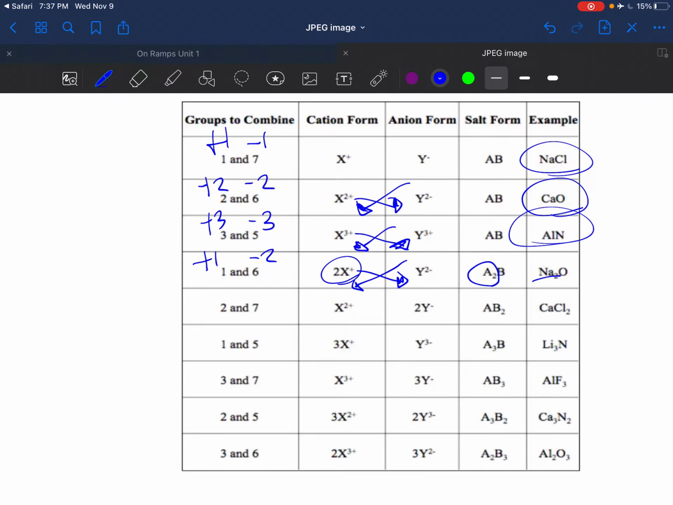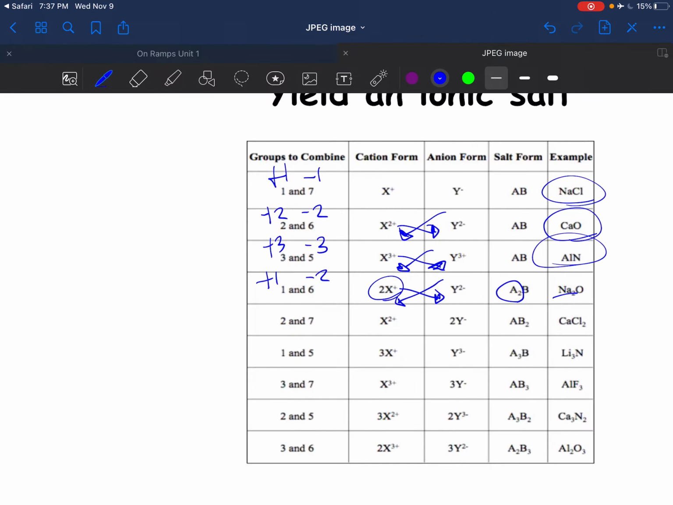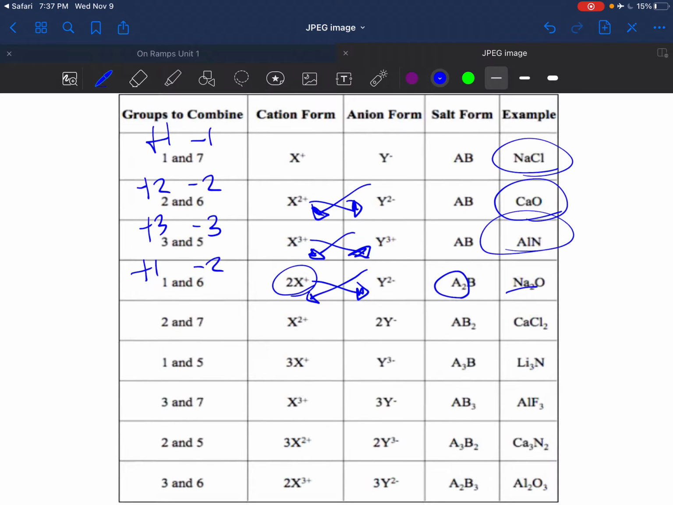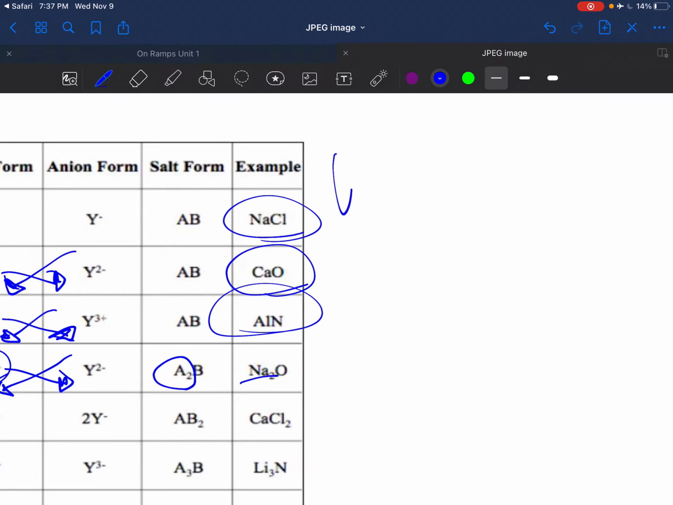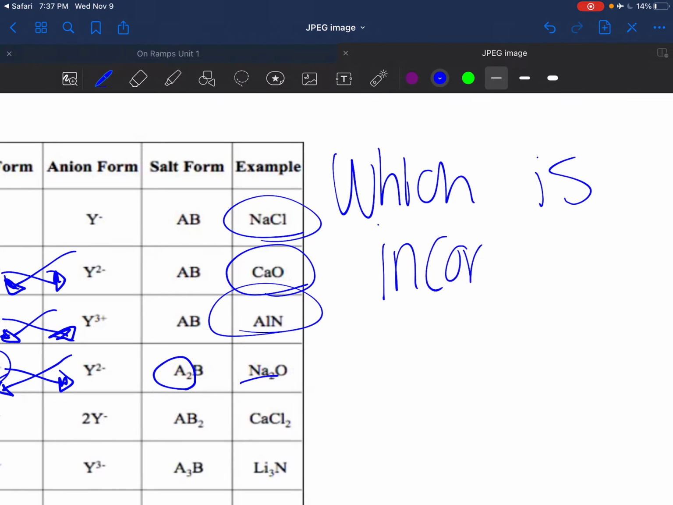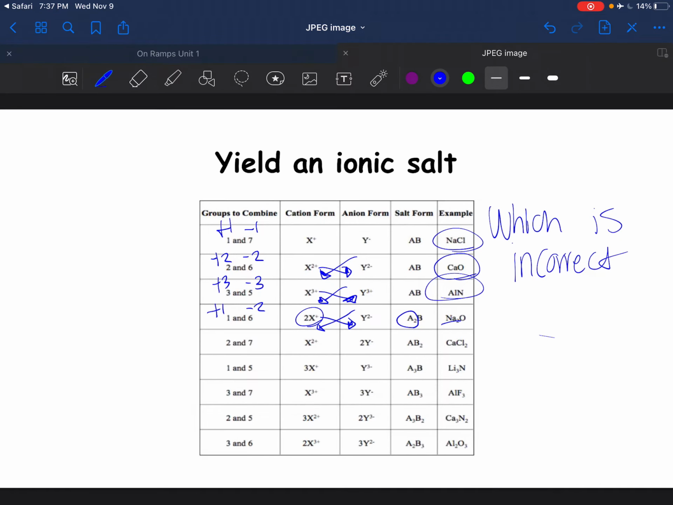Okay, and this is just basically the same thing. Just look at the charts and see if they wrote it correctly on the test. This question is going to be like, which of the following is incorrect? And just see which one is written incorrectly. Which formula is incorrect?